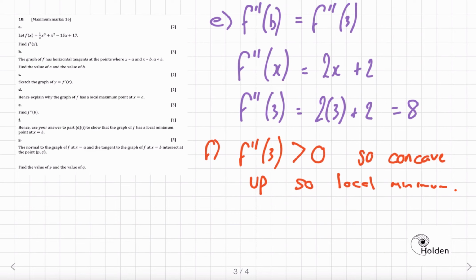E, find the second derivative at 3, so we've got A1 for this first, sorry, let's go here. Where are we going? Here, this one's an A1. F prime of 3, so this is now an M1, and the final answer of that, 10. F, second derivative of f at b is positive, so graph is concave up, so local minimum at x equals b, R1.